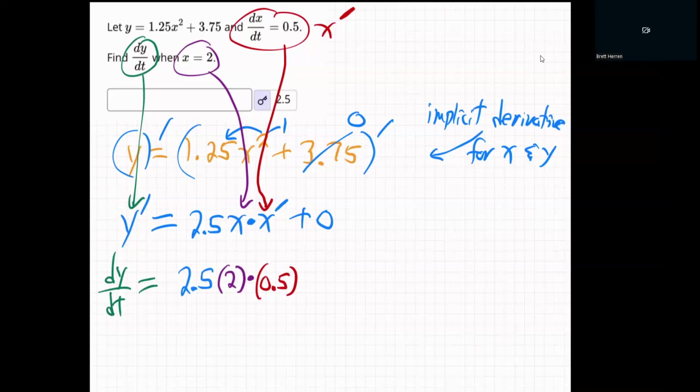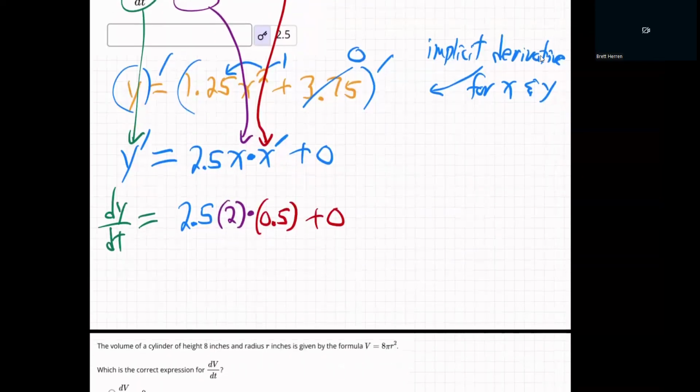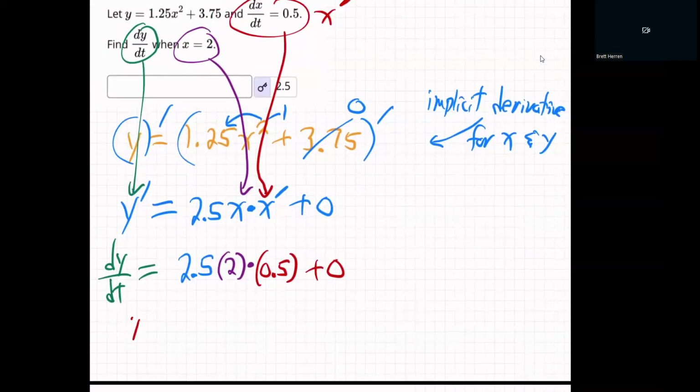And then plus 0. So then just hit the buttons on your calculator. We're going to get dy dt equals 2.5. And so there we go.